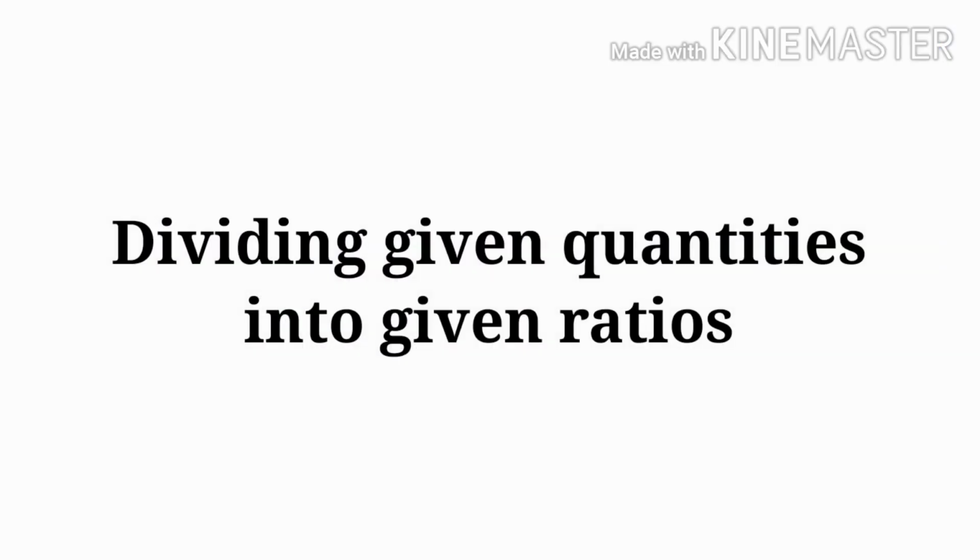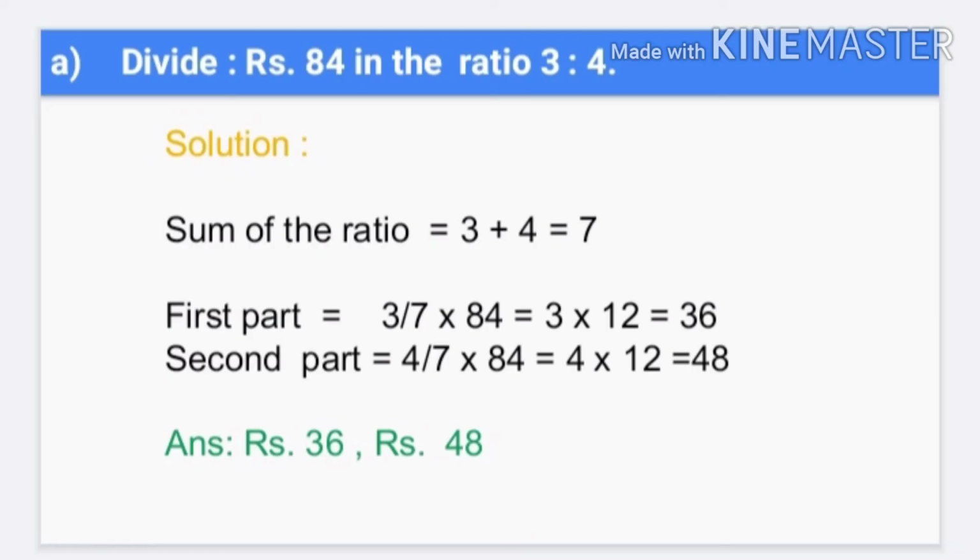Dividing given quantities into given ratios. Divide rupees 84 in the ratio 3 is to 4. Solution. First find sum of the ratio. Sum of the ratio equal to 3 plus 4 equal to 7. 3 is antecedent, 4 is consequent.